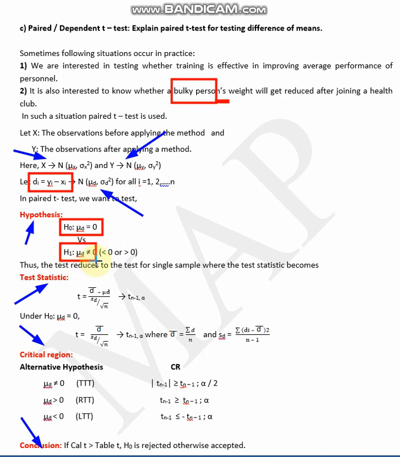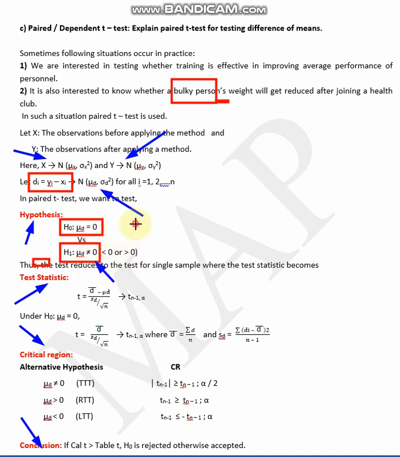So we can say the alternative hypothesis is that there is a significant difference, that means the value of mu d is not equal to 0. So mu d not equal to 0 means what? What we can say in this case is that the training is effective, or the joining health club reduces the weight. So that is my mu d.